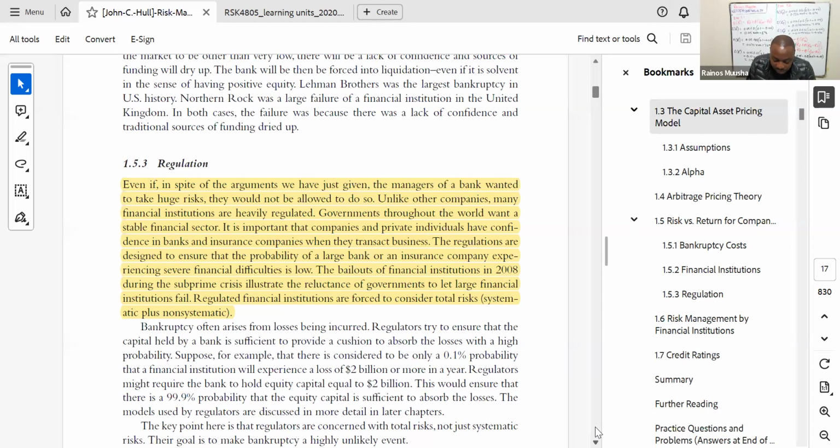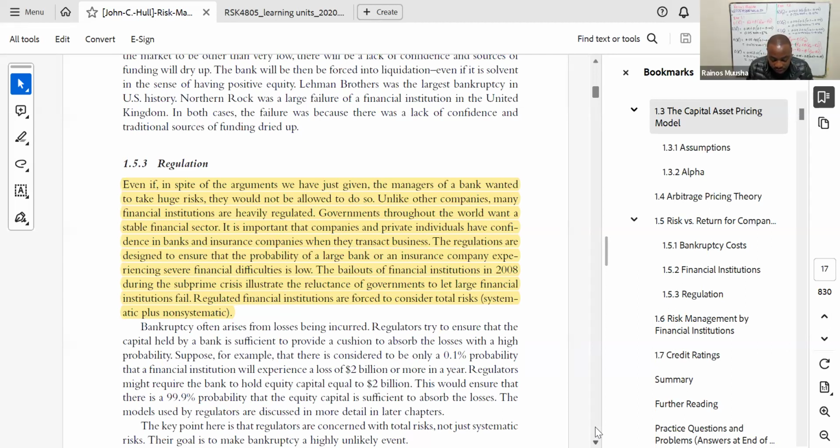So it is important that companies and private individuals have confidence in the banks and insurance companies when they transact business. So the regulations are designed to ensure that the probability of a large bank or an insurance company experiencing severe financial difficulties is low. The bailouts of financial institutions in 2008 during the subprime crisis illustrated the reluctance of governments to let large financial institutions fail. So that's why you see that even from a South African perspective as well, there were other people who were calling for the bailout of UBS Bank, although it didn't happen.